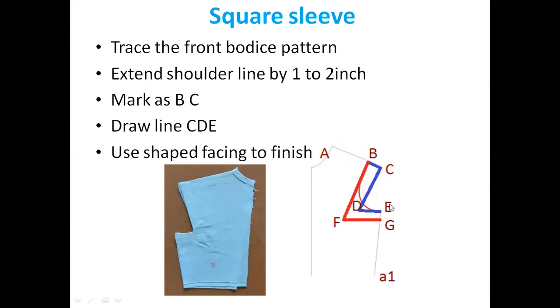So this A, B, E, A1 is the front bodice pattern. You have to trace this and make an extension at the shoulder line. From B, just half to 1 inch, you have to mark a point C. Then you have to join BC. From C, you have to draw a diagonal line to D, then join this D with E. Similarly, from B, you have to draw a diagonal line to F and join it with G. So this newly drawn line is the sleeve cut for square sleeve. This should be finished by using a shaped facing.